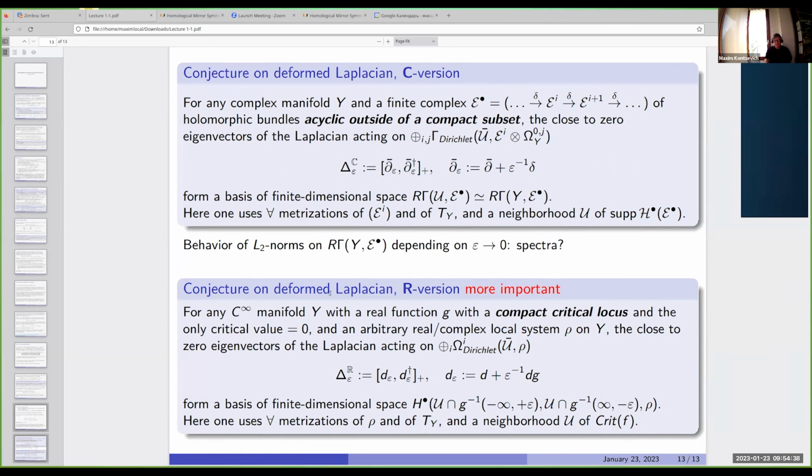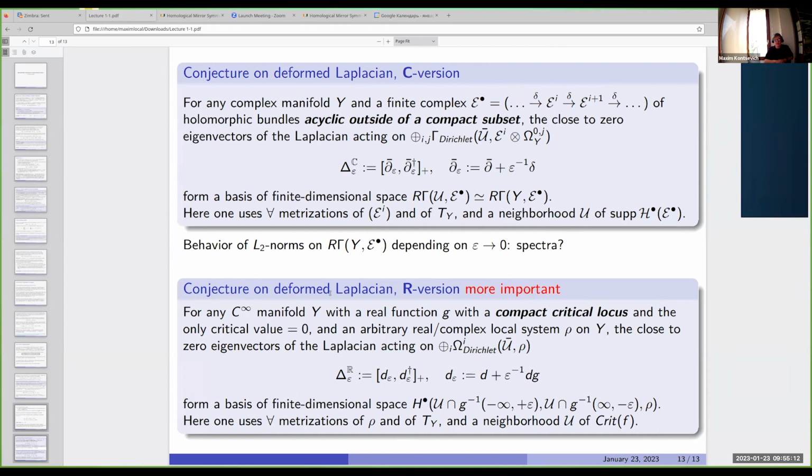Let's consider an operator acting on forms. Again, use some nice neighborhood. It is d plus rescaled multiplication by dg, and take the anti-commutator of this operator with itself. That's the famous Witten deformation of the de Rham differential, conjugation by the exponent of the function divided by epsilon.